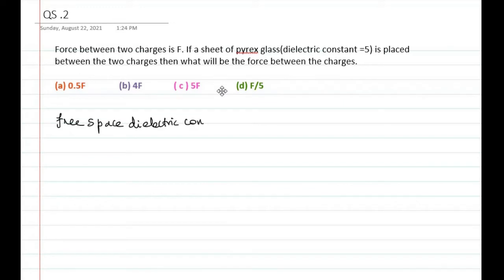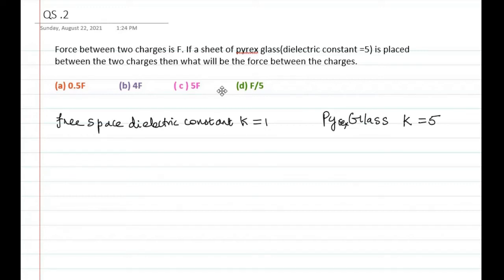Dielectric constant K is equal to 1 for free space. So whenever a dielectric substance comes in between the two charged bodies, then we have the dielectric constant. Here a sheet of glass is used between the two charged bodies, and this Pyrex glass dielectric constant is denoted by the letter K, which is 5.